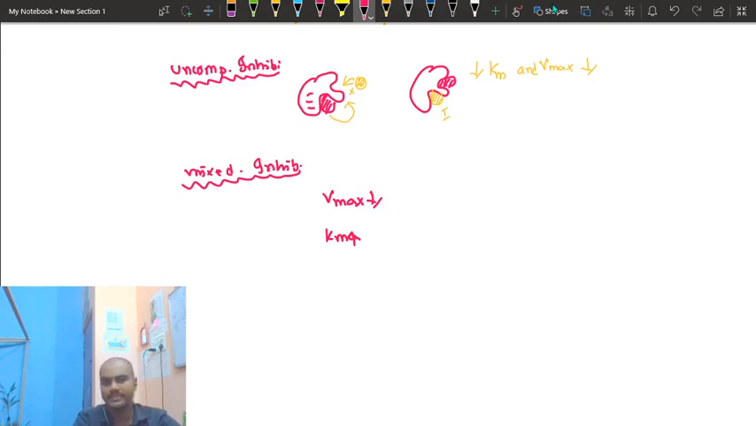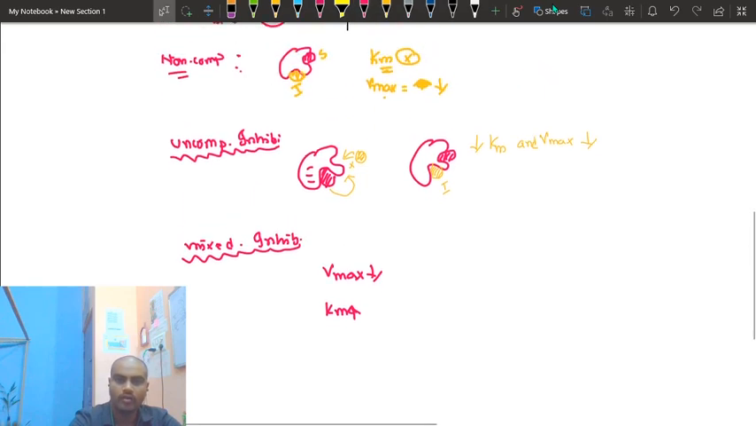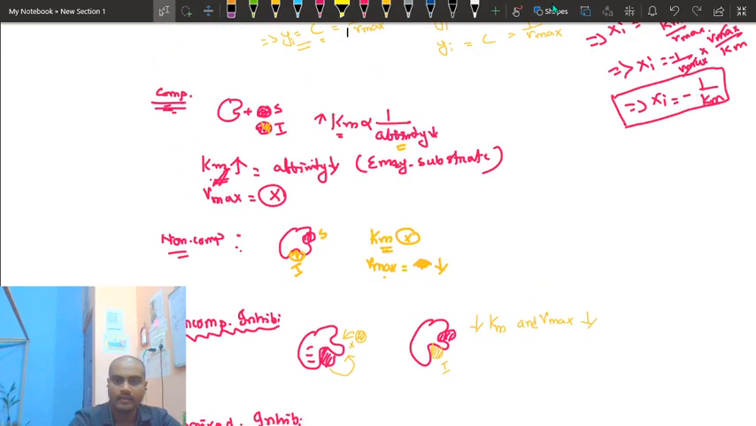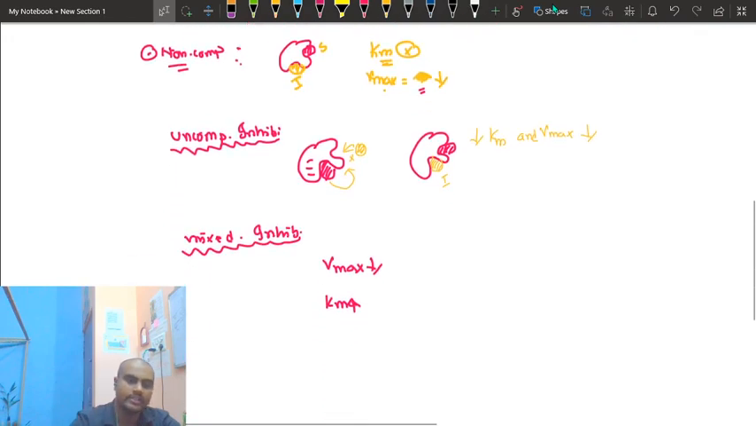So basically in case of mixed inhibition, we will have to see both competitive as well as non-competitive inhibition. So this together is known as the mixed inhibition. In case of non-competitive inhibition, the Vmax is decreased, and in case of competitive inhibition, the Km will get increased. So in case of mixed inhibition, I already mentioned that Vmax will get decreased, Km will get increased.